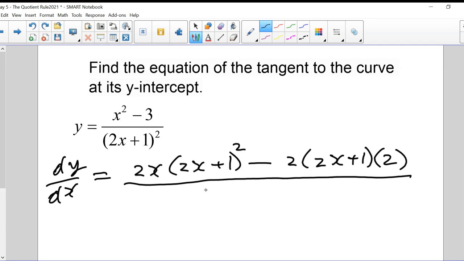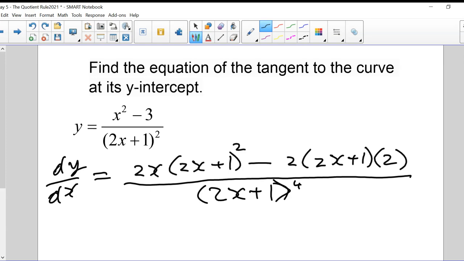And all of that is over 2x plus 1 to the power of 4, essentially, because we're squaring something that's already squared. So it's 2x plus 1 to the power of 2 to the power of 2. Okay, so 2x plus 1 to the power of 4. Now, again, here's one of the cases where, well, let me ask you this. What would my next step be? Do I really want to simplify this?